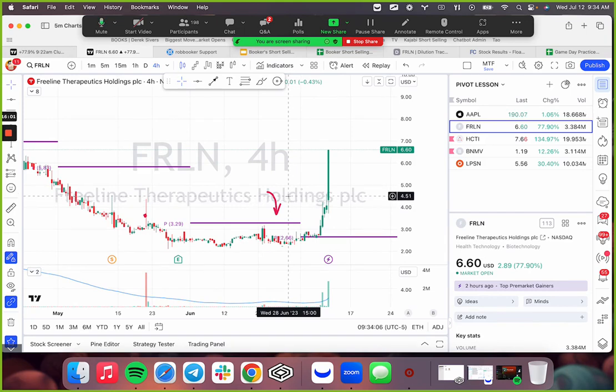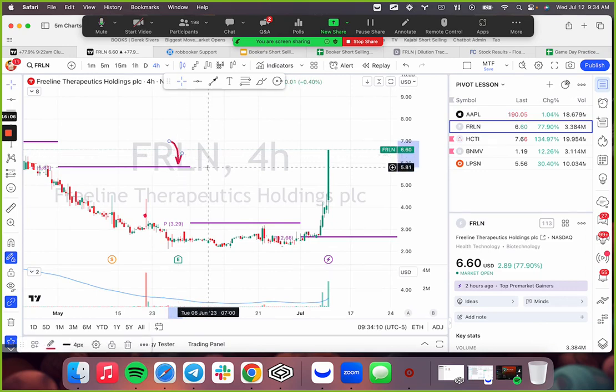For short sellers, pivots give us a really nice area to watch out for price to stop, where we might turn around and short a stock. And those examples are numerous, and they're contained in the short selling course and also in the updated short selling lessons for those of you that are members of those services.